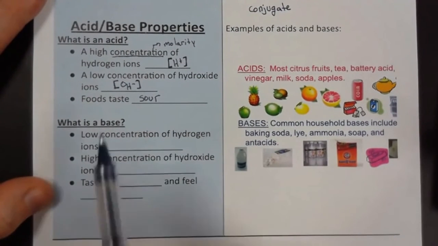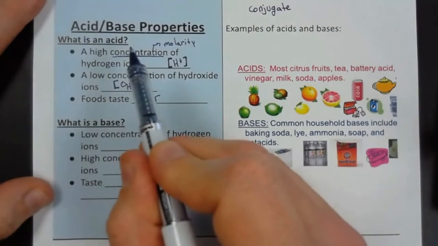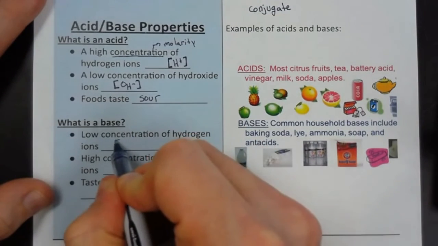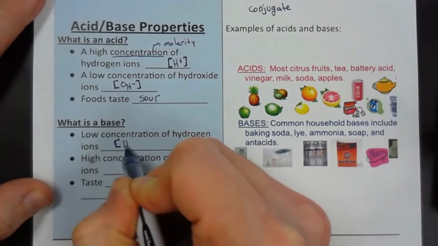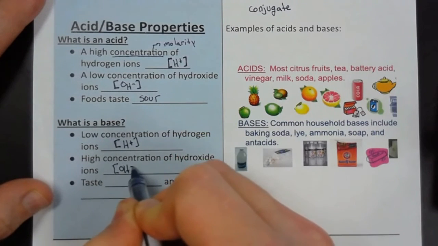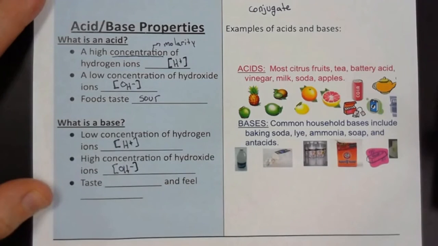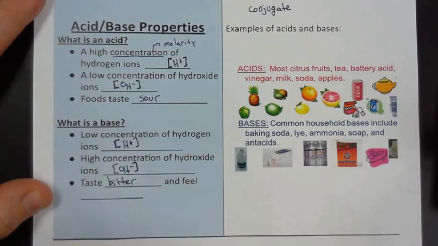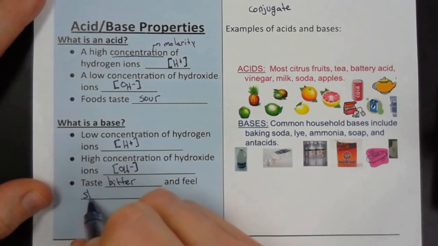On the contrary, bases are kind of counterpart or in opposition to acids. So bases have low concentrations of hydrogen ions and high concentrations of hydroxide ions. They taste particularly bitter and they feel slippery.